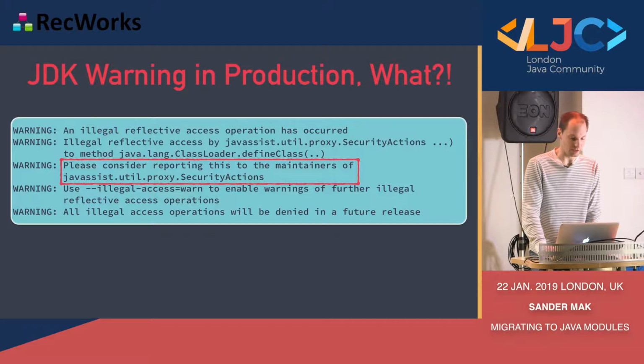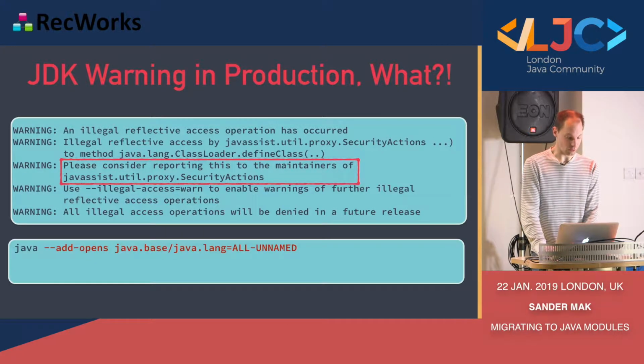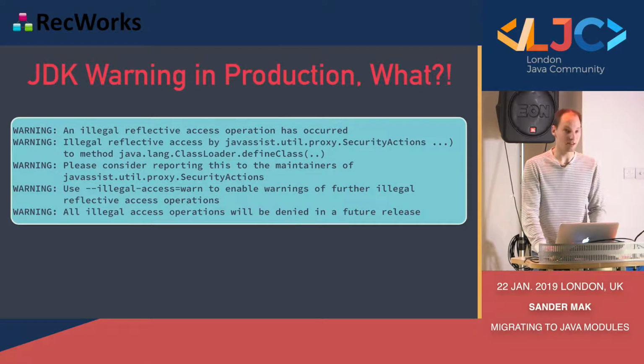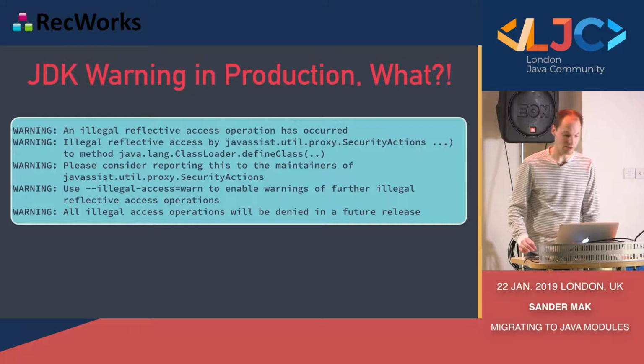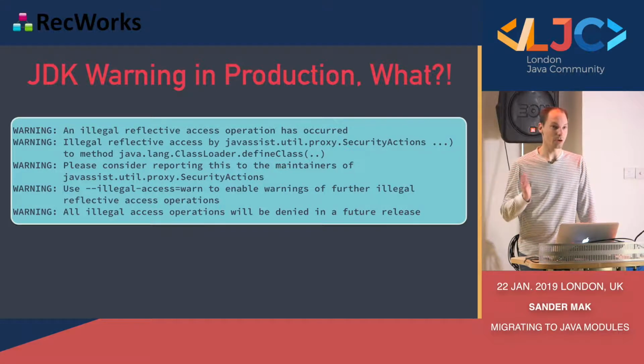So what can we do about this? In general, you could say this is not really our problem, right? Because this is library code and it does something that it shouldn't do. So the first thing that you should do, and it also says this in the warning, is try to contact the maintainers of Javassist and tell them, hey, you're using non-public APIs of Java, please change this, because in a future release of Java, this might break. This is what the warning says. All illegal access operations will be denied in a future release. So they need to do some work there.